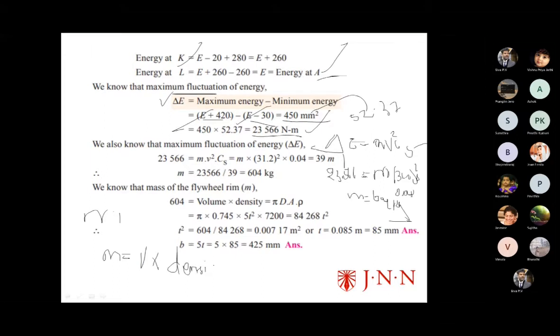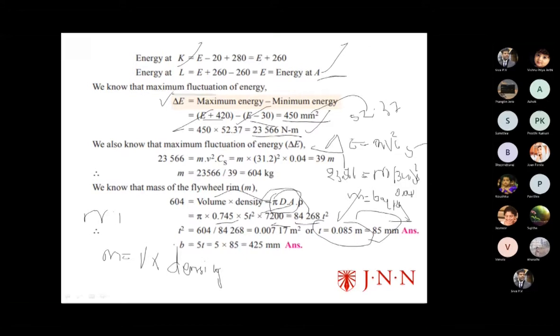Volume into density. So volume value is pi dA, that is called volume, and the density value is rho. Substitute all the corresponding values. So pi d, d value 0.745, A value 5t square, into rho value 7,200 is equal to 84,268 t square. Now simplify t, and we will get t equal to 85 mm. So t equal to 0.085 meter.